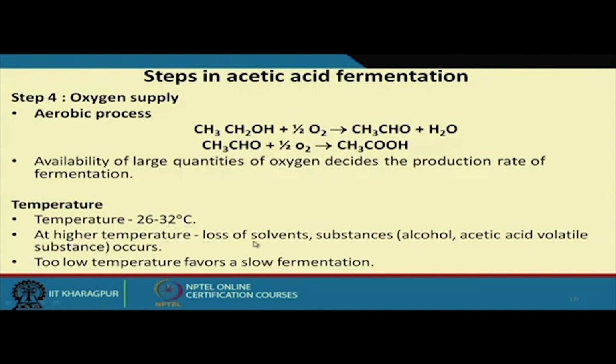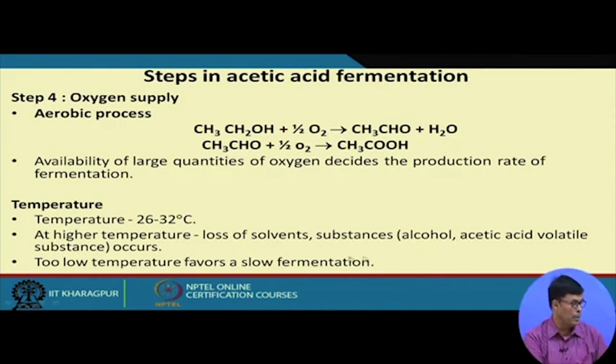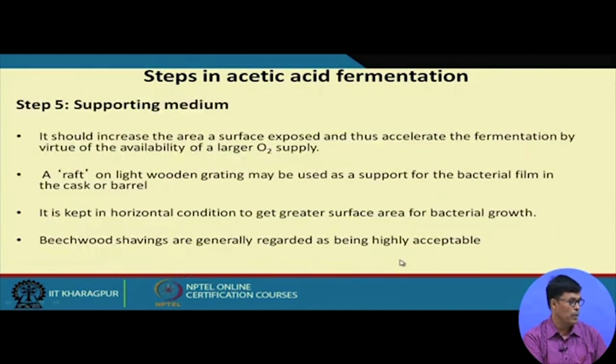At high temperature, loss of solvents or substances like alcohol, acetic acid, and volatile substances occurs. So we shall have to maintain the temperature between 26 to 32 degrees centigrade. Low temperature favors slow fermentation. If you reduce the temperature, the activity of the organism will be reduced, and then the rate of fermentation will be slow.